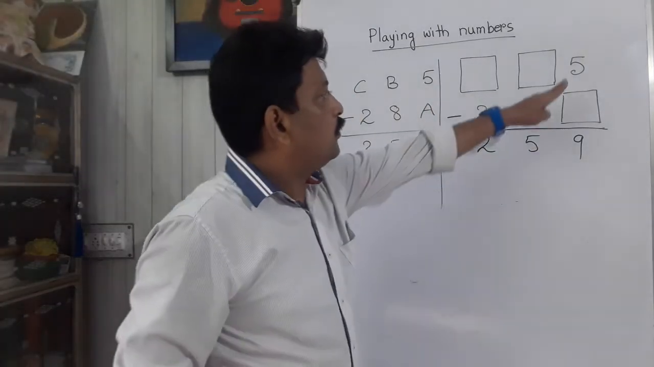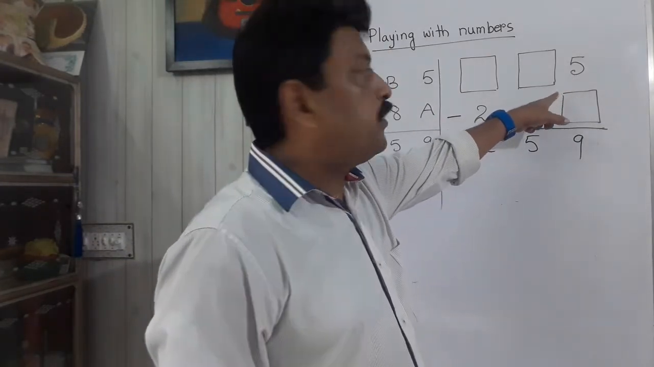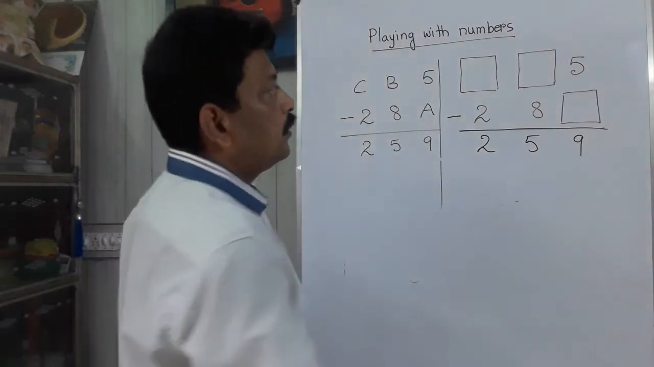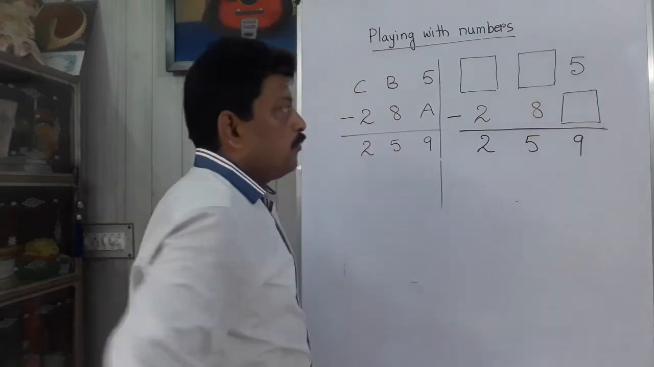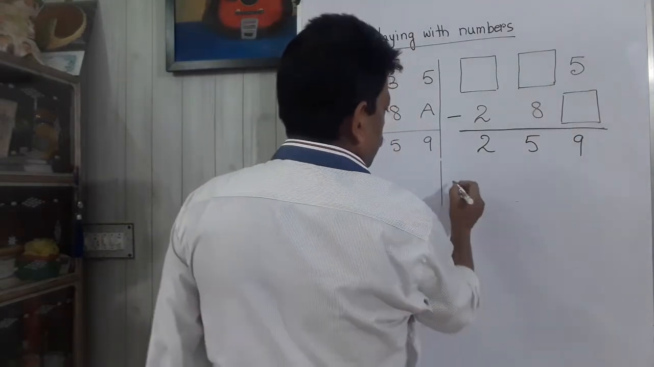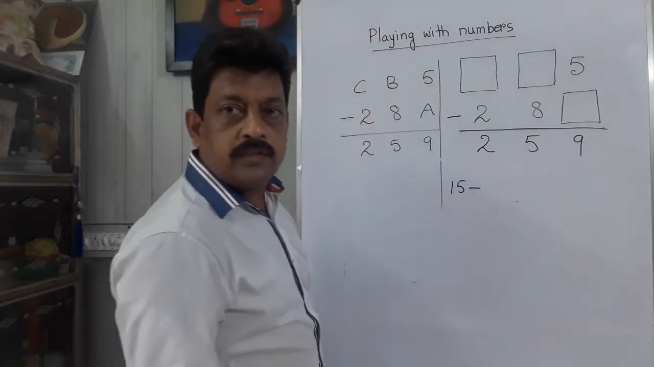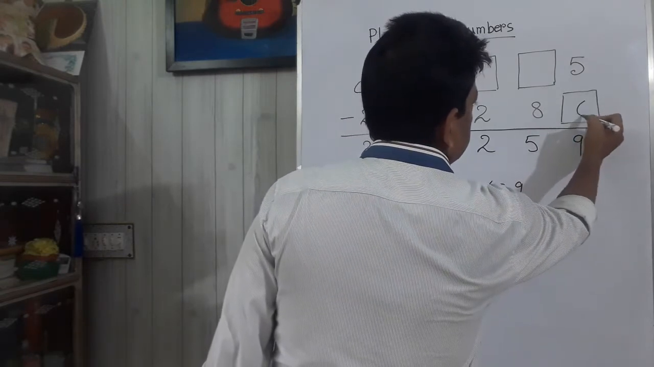Okay, now the first one. If we subtract any number from 5, we will never get 9. Naturally, we have to consider this as 15. Okay, so if this is 15, then 15 minus which number gives 9? It is 6 only. So here it is 6.